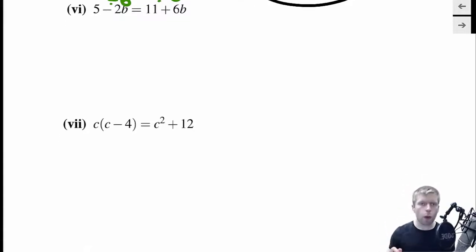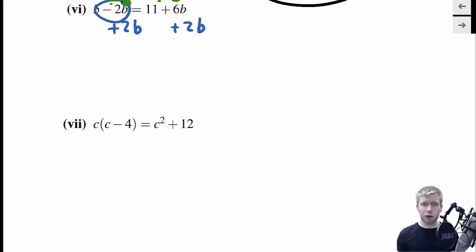So I have 5 take away 2b equals 11 plus 6b. Now it doesn't matter which one I take on which side. So I need to get all the b's together on the same side. I'm going to get all of the b's on the right-hand side, just because I can. So let's have a look. I'm going to do that by adding 2b to both sides. Are you happy? Because at the moment I've got a minus 2b, so in order to get rid of it, I have to add 2b to both sides.